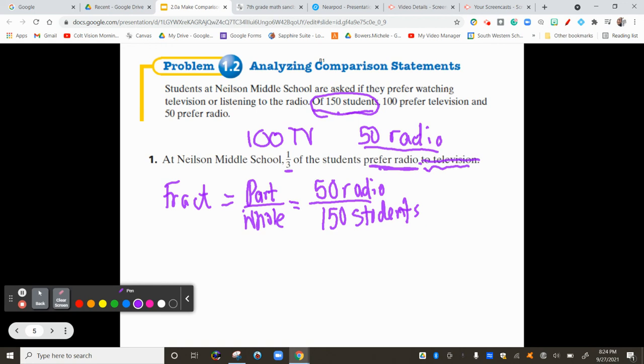So that being said, this is a fraction, and these are the numbers I'm dealing with. So now I'm going to simplify this fraction to see if it matches 1/3. And when I divide the top and bottom by the same number, which is 50, I get 1/3. So this simplified to 1/3, that matches. So this statement here agrees with the math in the survey.